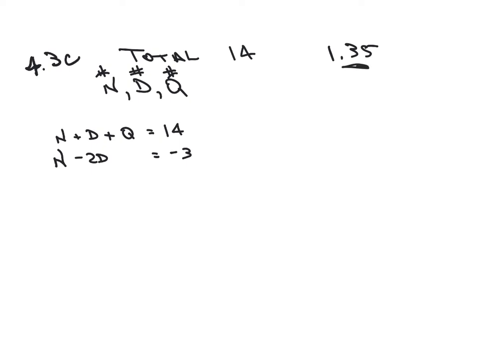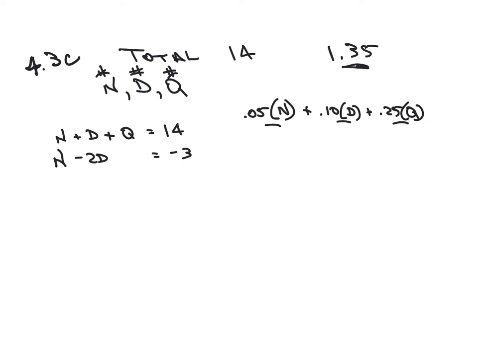We have not used the $1.35. So if we took the value of a nickel and multiplied it by the number of nickels we have, that gives us the value of nickels. If we add the value of a dime times the number of dimes we have, that gives us the value of dimes, and the value of a quarter times the number of quarters we have gives us the value of the quarters. If we took the value of nickels, value of dimes, and the value of quarters, and added them together, we'd get $1.35.